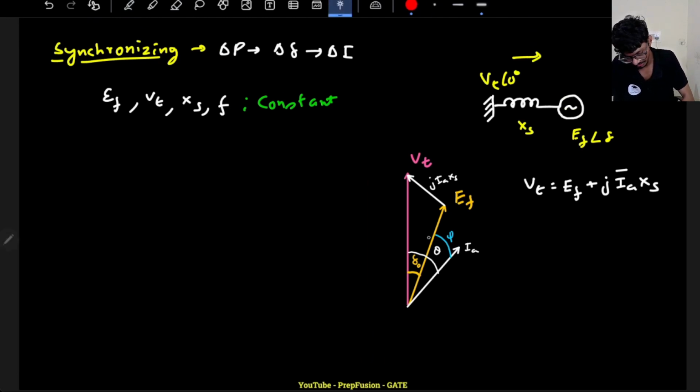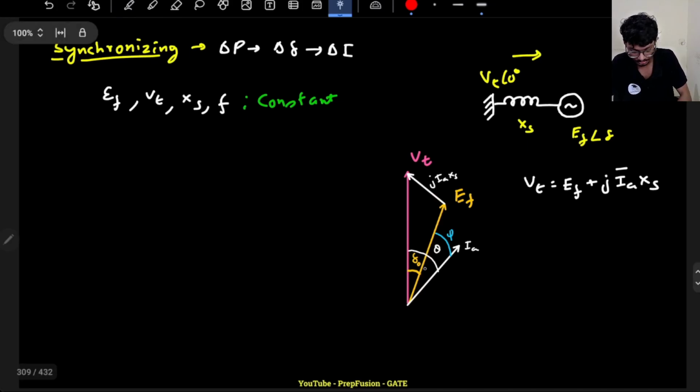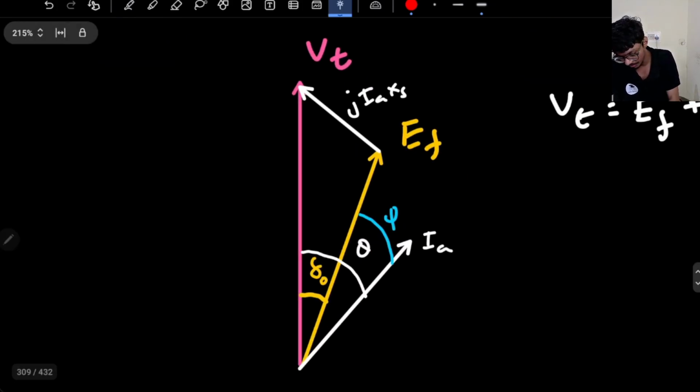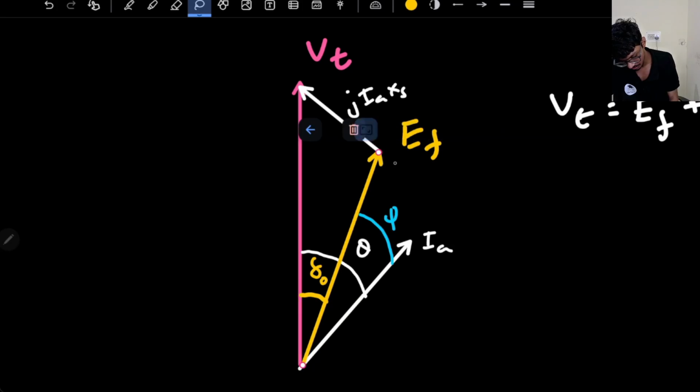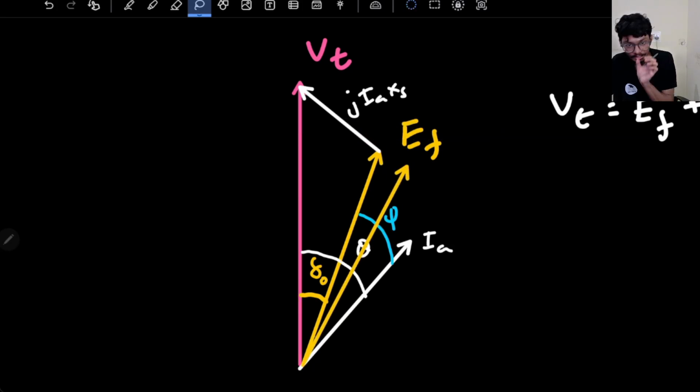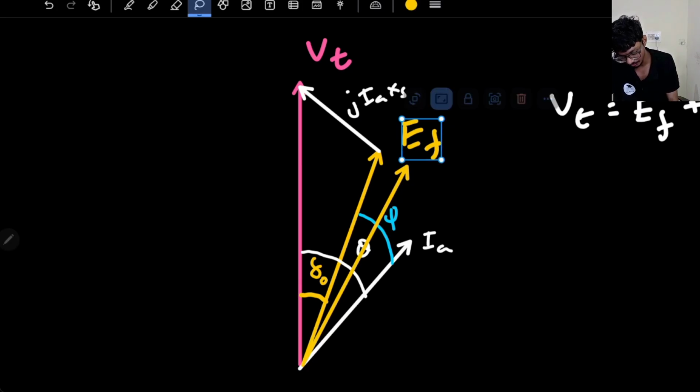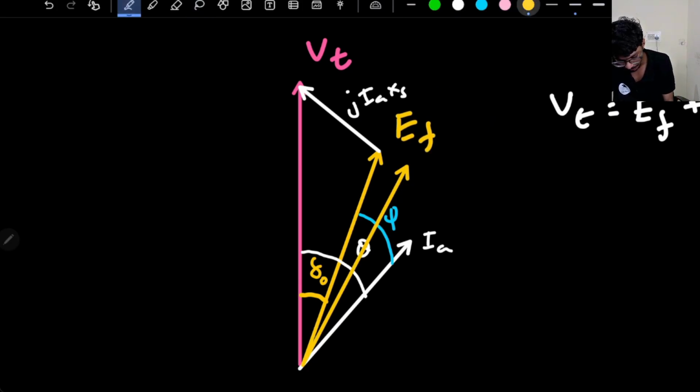Now what will happen if there is a sudden change in EF? Because this is constant, right? EF magnitude is constant, but there is sudden change in delta. So from delta naught it switches to, let's say, delta naught plus del delta, right? From delta naught it has changed its position. Of course its magnitude is constant, so it will revolve around the circle only, it will not change.